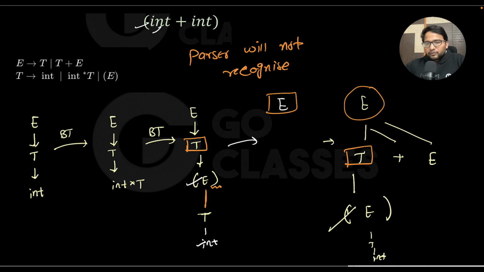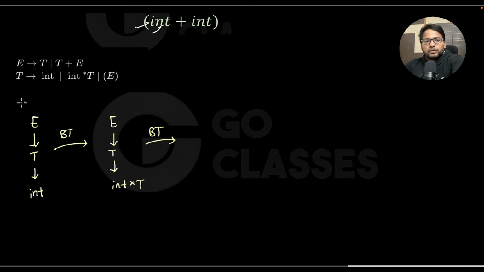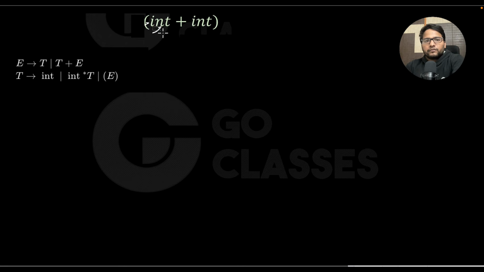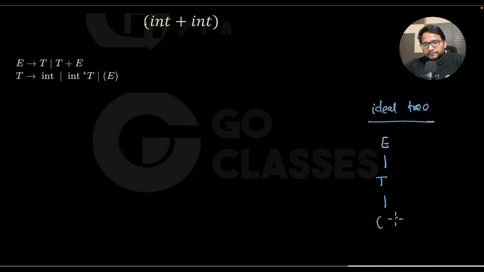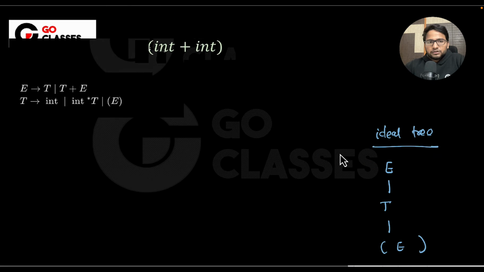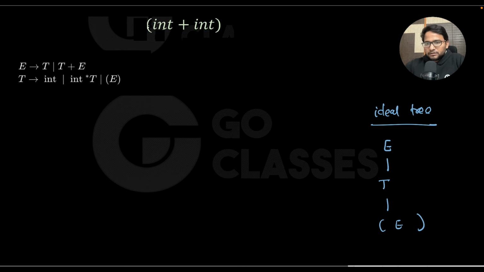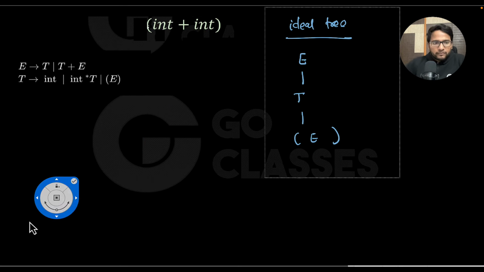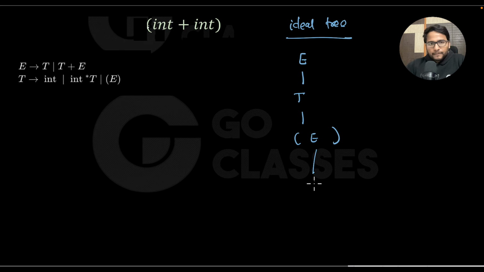Okay, let me just explain it once more, probably in a better way so you will understand. See, this is int plus int, in the brackets. Now let me draw the ideal tree that you're looking for. You will start from E, then from this E to T, and then this E should be going to T plus E. Then this T will give you int, and this will give you T and then int. This is the ideal tree that you're looking for.